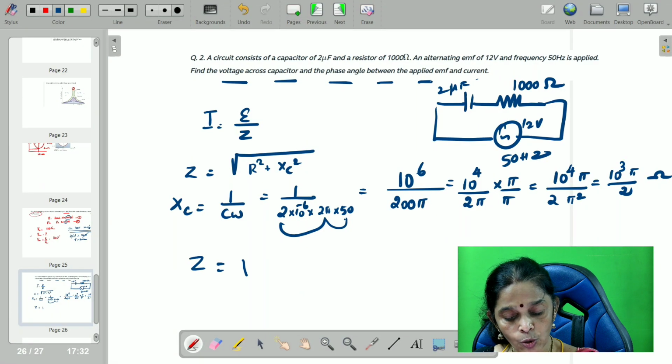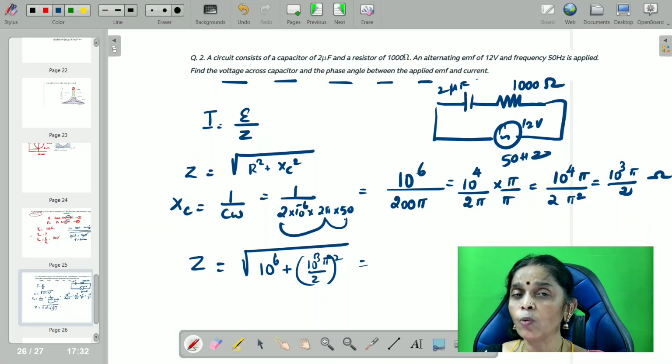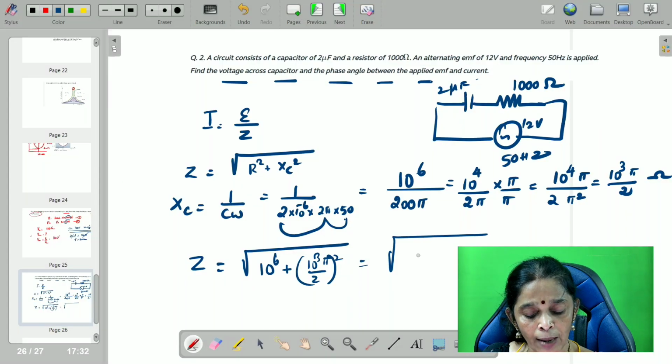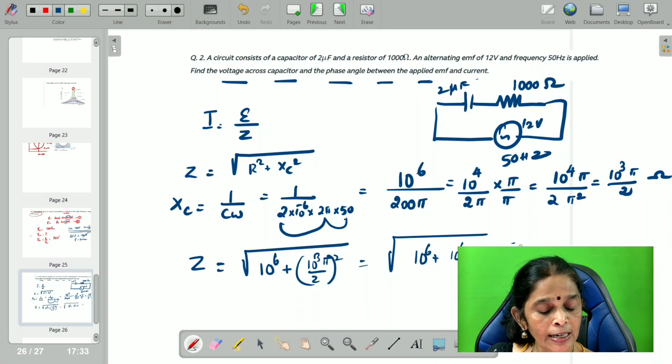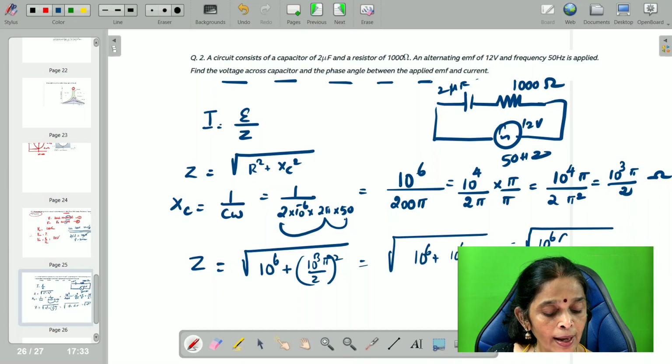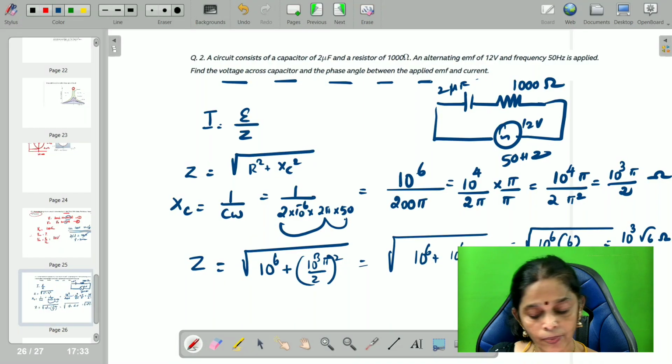Therefore, Z will be equal to square root of R square, 1000 the whole square, 10 power 6, plus 10 power 3 pi by 2 the whole square. So you have to always easily do the calculation. Do not swallow your time in doing the calculation. Approximate the result. So 10 power 6 into 10 divided by 2, that's equal to 5. So I can write it as 10 power 6, take it out, and 5 plus 1, 6. So that is equal to 10 power 6, that is 10 power 3, and it is root 6 ohms. So Z we found out.